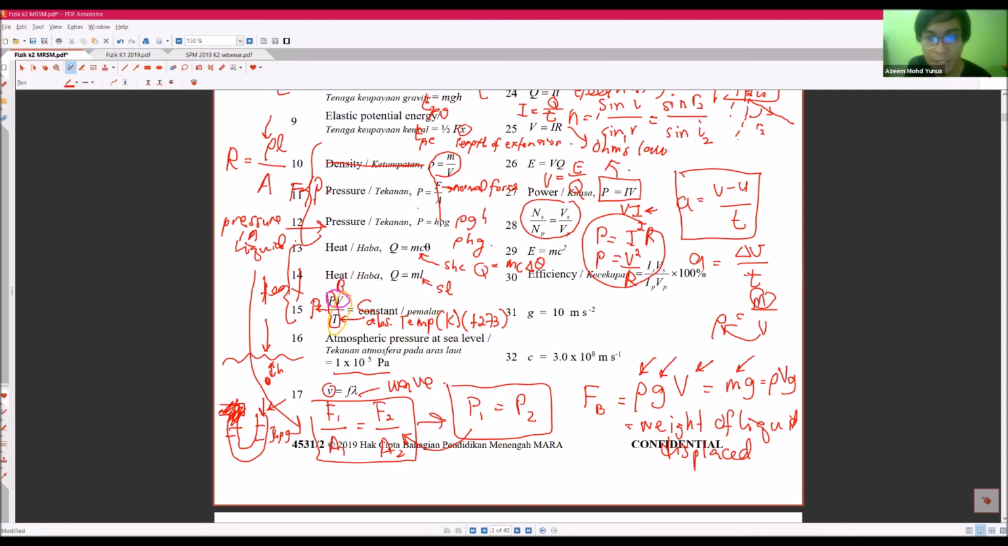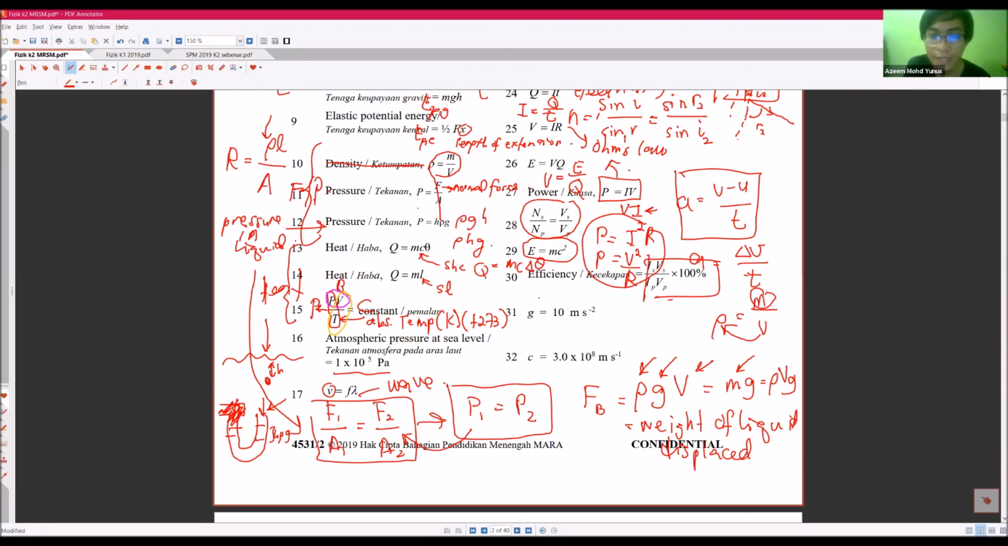29, E equals mc squared, this is radioactivity, only one formula. It's mass times the speed of light squared, don't forget about that. And here, before moving on, s here is secondary, p here is primary, N is the number of turns, V is potential difference. Okay, number 30, efficiency for a transformer: power output over power input times 100%, secondary over primary times 100%.